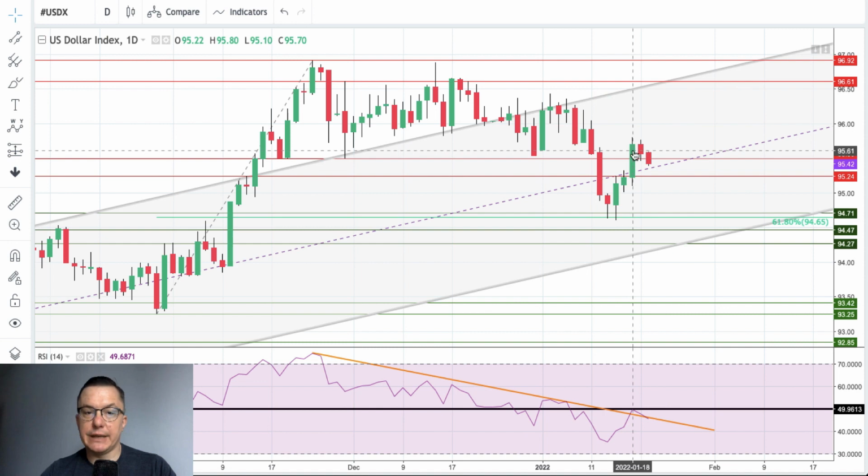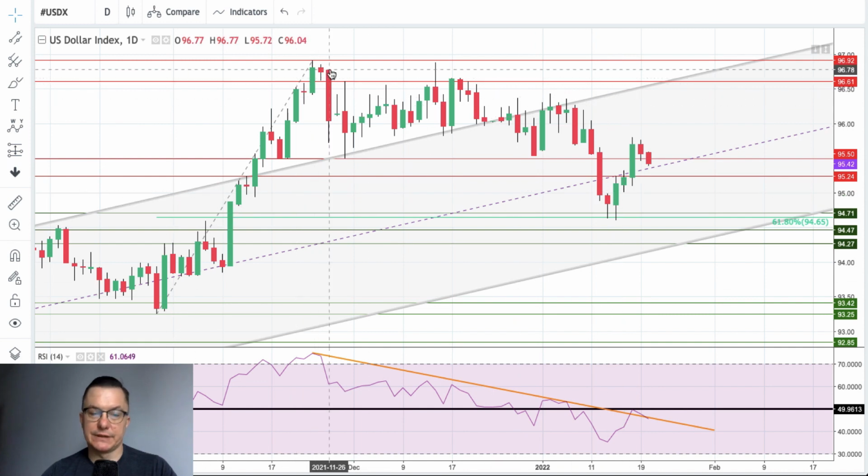That means we need to break above the highs of 95.80, which is the high of the 18th of January, and then head towards the level of 96.61. It still looks promising, nothing wrong with this corrective move. It's clearly a corrective move, and this is clearly an impulsive move to the upside.